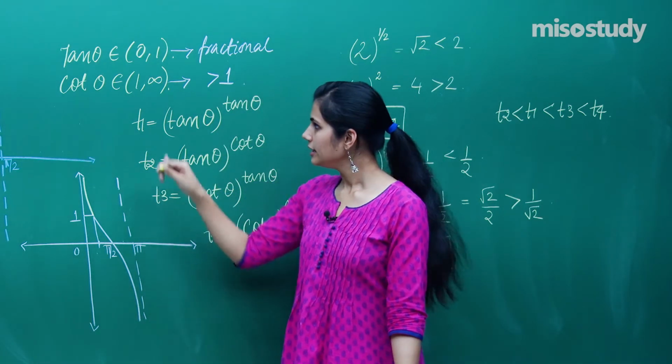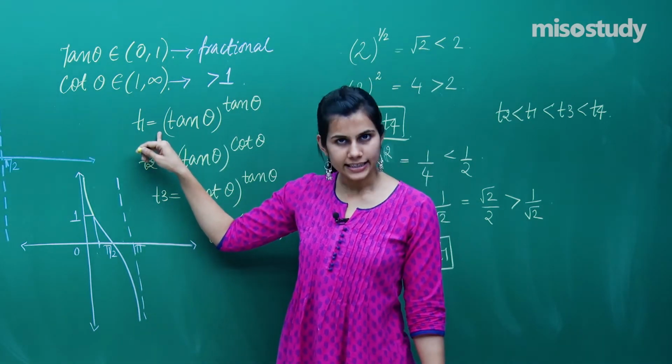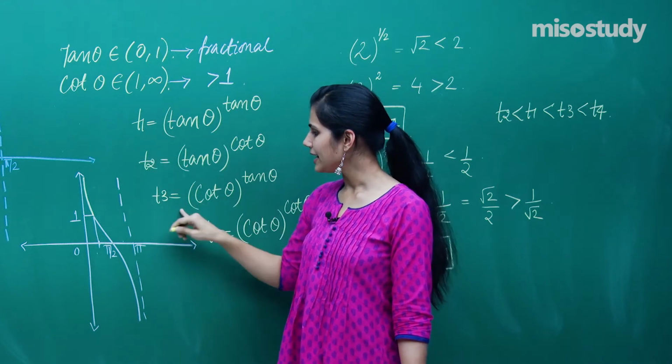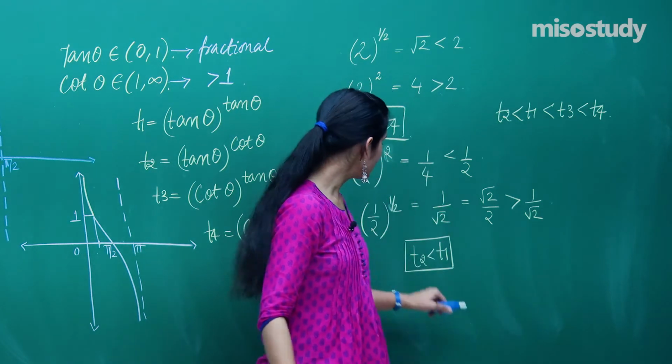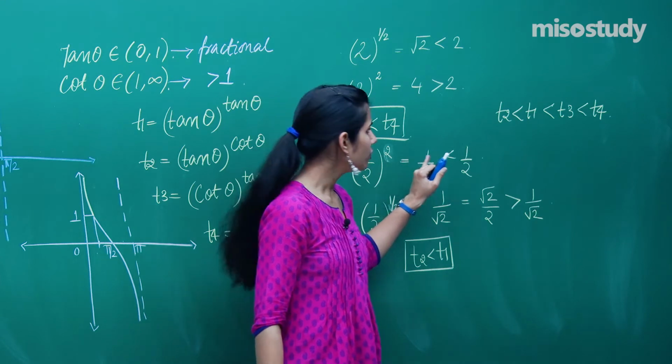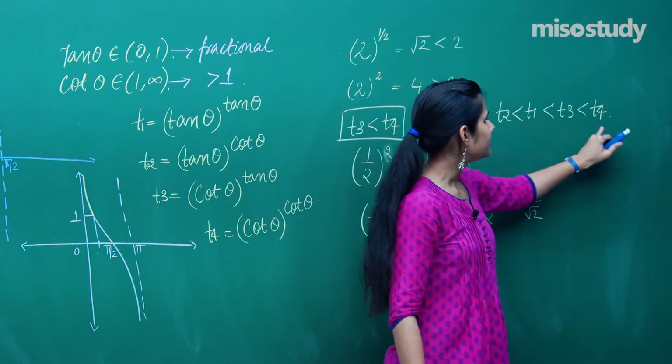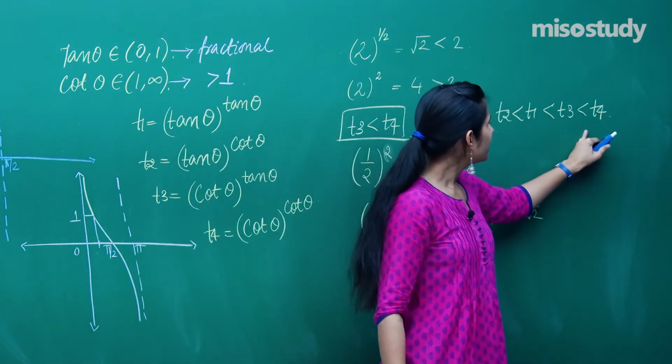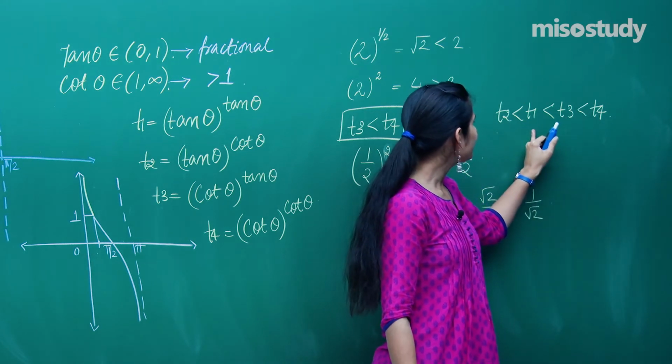Fine. T2 is less than T1, fine. Both of them are less than T3 and T4, but because T3 is less than T4, therefore T2 is less than T1, less than T3, less than T4, or T4 greater than T3, greater than T1, greater than T2.